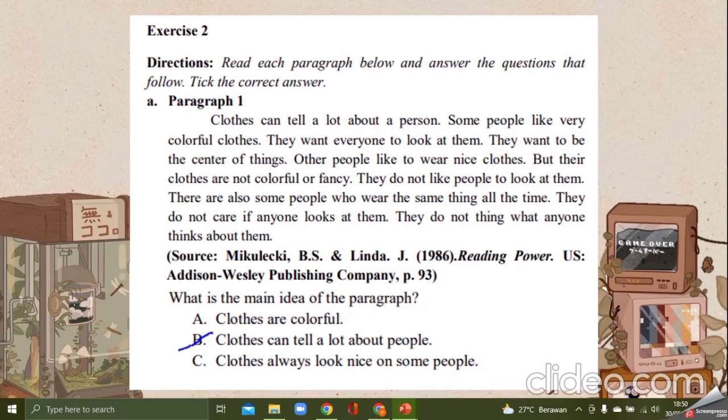Directions: Read each paragraph below and answer the question that follows with the correct answer.